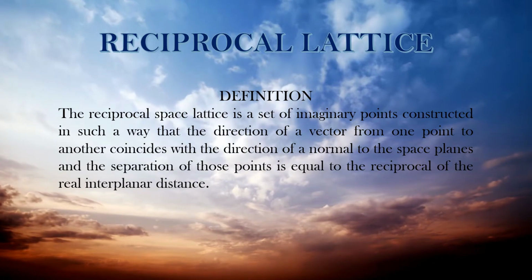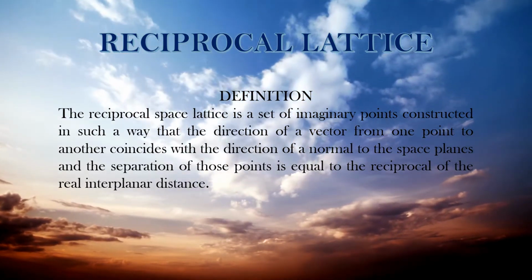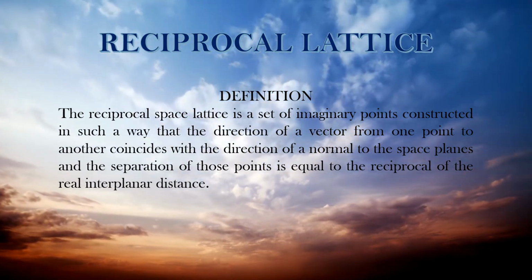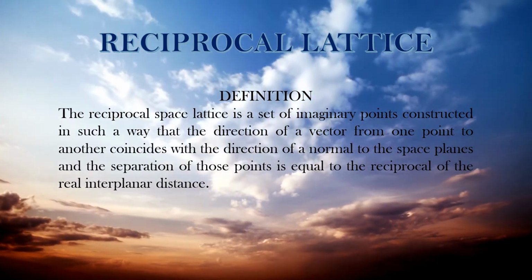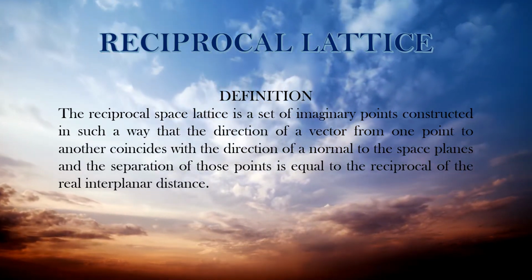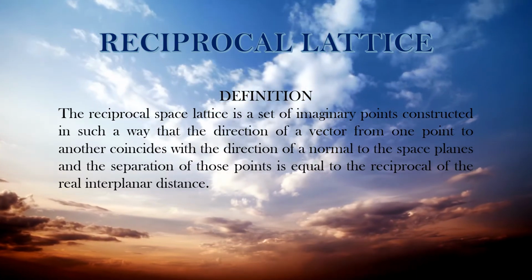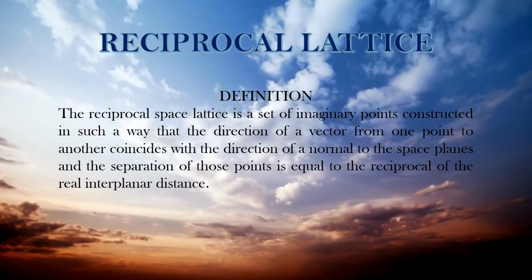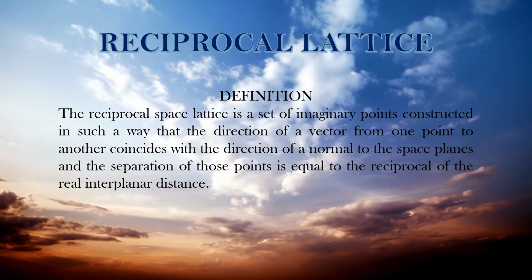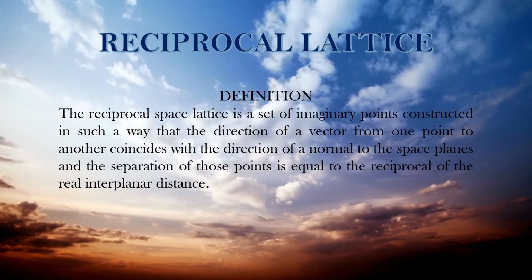So, it is a set of imaginary points constructed in such a way that the direction of a vector from one point to another coincides with the direction of a normal to the space planes, and the separation of those points is equal to the reciprocal of the real interplanar distance. So it is the definition for the reciprocal lattice.